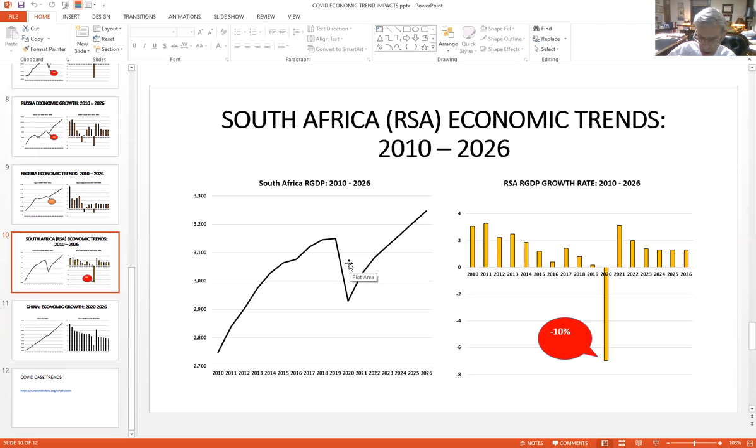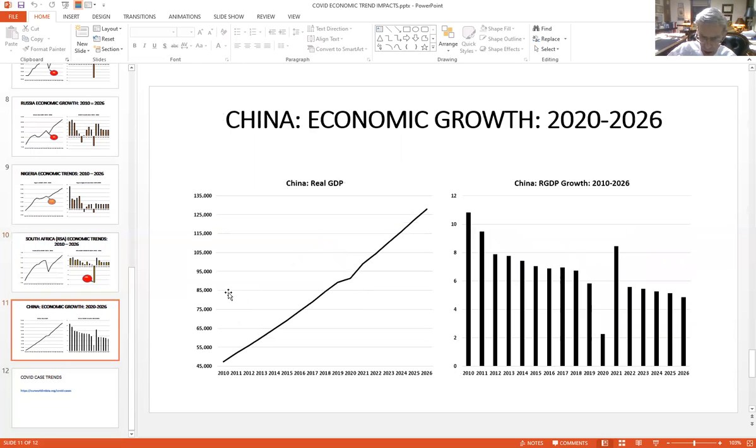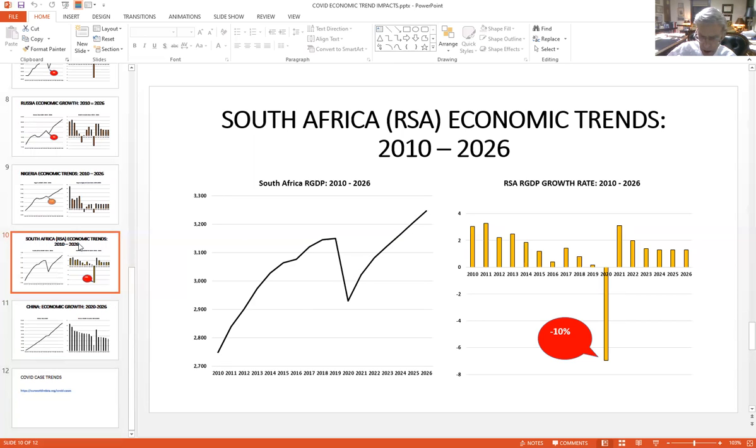What kind of a trading partner will South Africa be? What kind of goods and services from the United States or other countries will South Africa be able to purchase? And so forth. Those are the kinds of questions that we need to ask when we see something like that.